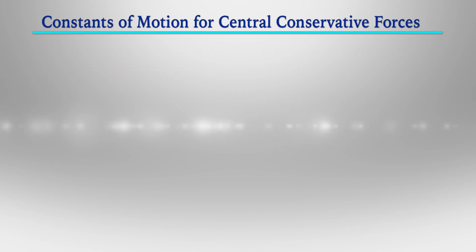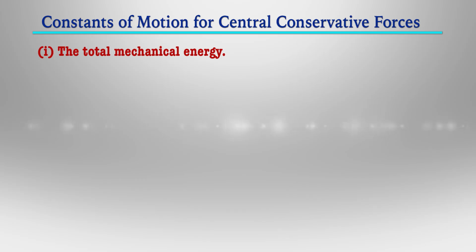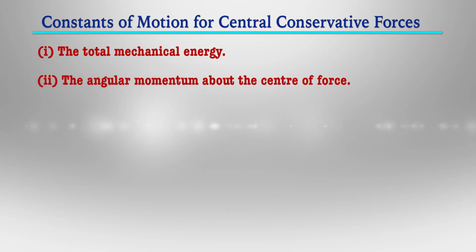So what are the constants of motion for central conservative forces? For central conservative forces, the constants of motion are the total mechanical energy and the angular momentum about the center of force. Angular momentum is a vector quantity, so when I say angular momentum is a constant of motion, I mean that the direction and magnitude of the angular momentum is fixed. On the other hand, for a central force, only the angular momentum about the center of force is fixed.